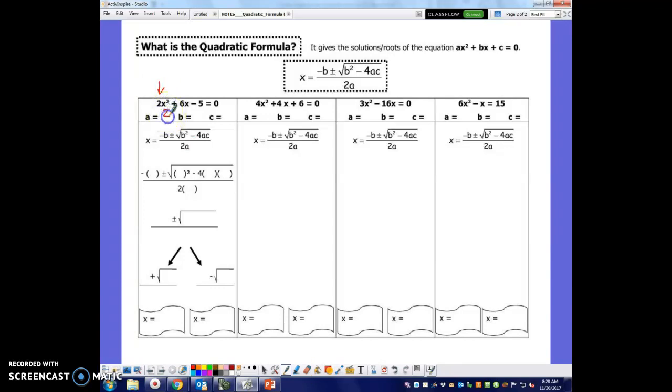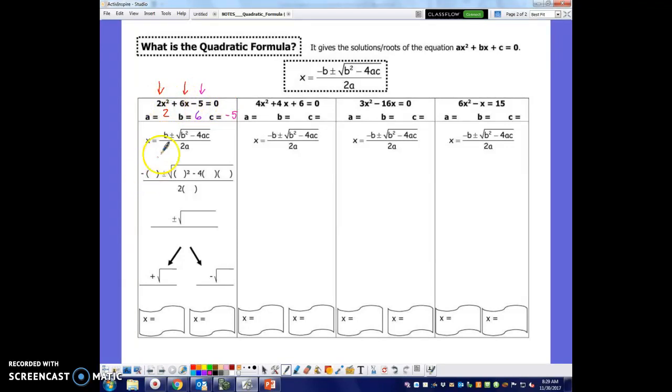2. Anything in front of x is b. So what is b? 6. And anything that's after that is c. So what's c? Negative 5. Now also keep in mind, this has to be 0 in order for you to find these. If this isn't 0, you need to move the numbers over, okay? If one of these is missing, then it's 0. All right? So we're going to start plugging it in.